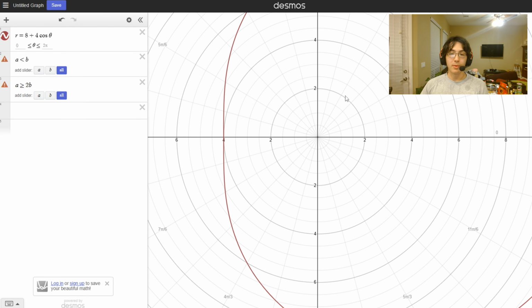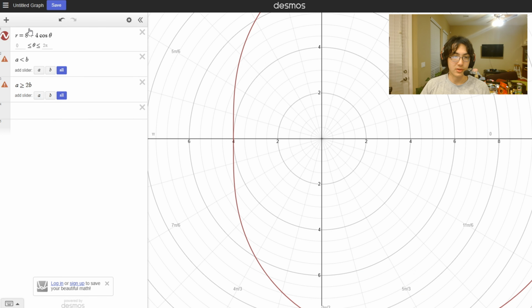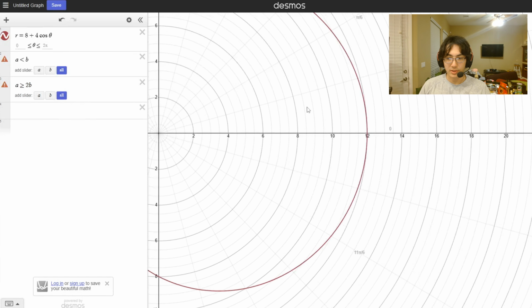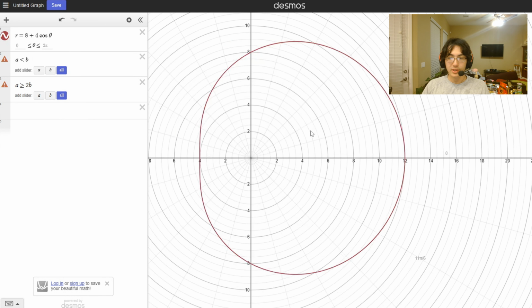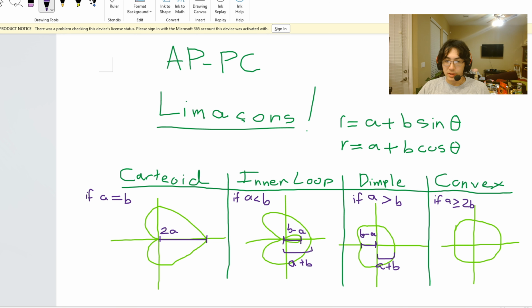Oh, and one more thing before we move on. In order to find the diameter of the convex area, we simply have to do the same operation. B minus A, 4 minus 8, which is -4, which makes sense. And then 8 plus 4, A plus B, would equal our diameter for the bigger side of the convex limacon. So yeah, that's really it. Nothing too crazy, but I just thought it'd be interesting to share. So let's write this down in our Word document here.